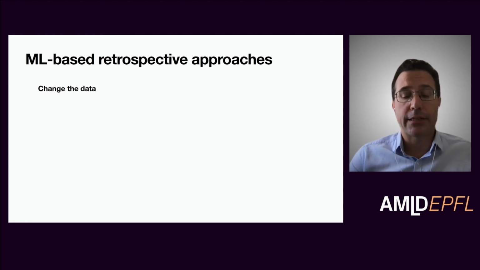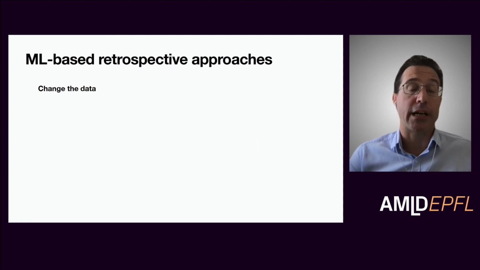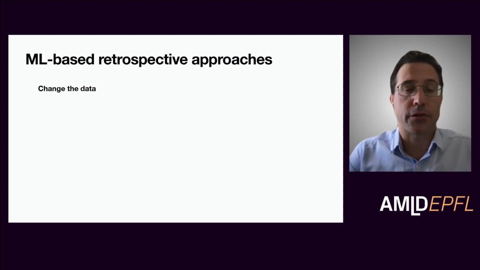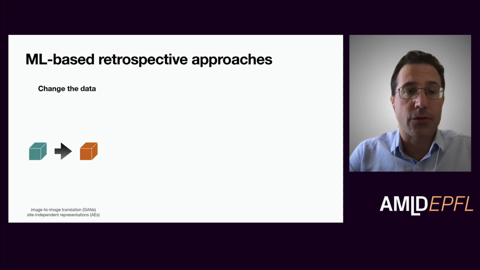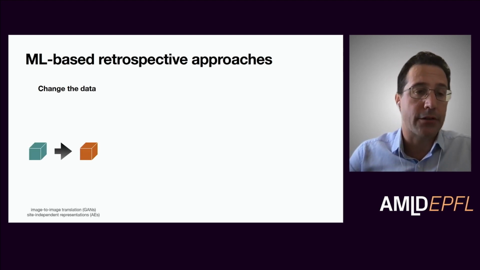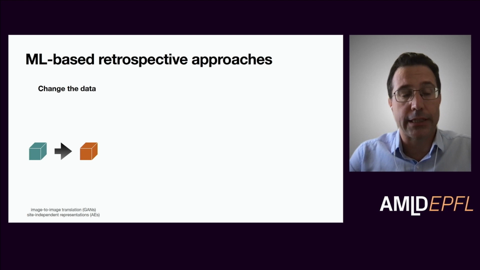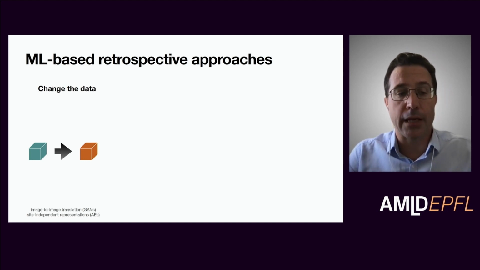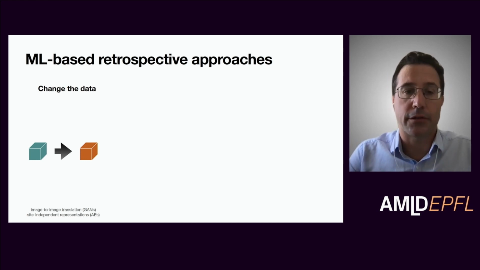But it's not always the case that the data is to be acquired. Many times you're given data that is already acquired and it comes from multiple sites and you have to deal with it. So what can you do? There's three main things you could do. First, you can change the data. So this is that you have data from one site, the grid site, and you transform it into data that looks like it came from the other site. So these are things like image-to-image translation, for example, that you can do.